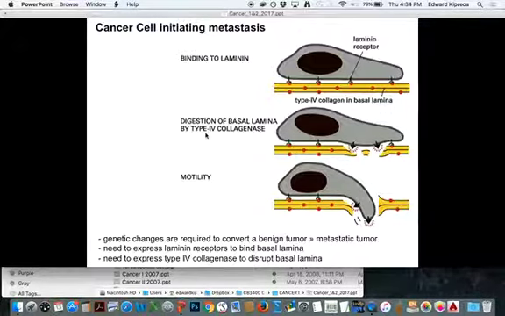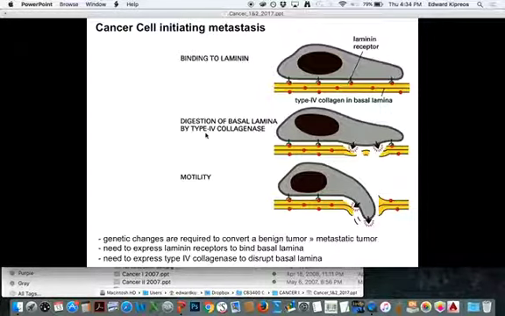Then it's got to be able to express things to degrade it. This thing is like a sheet of plastic, like tough plastic. The cell can go in, it's just going to bend out and stuff like that. To actually get through it, the cells are not going to burst through it, okay? It's just too tough.